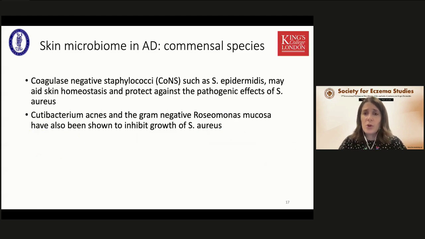And then in contrast to these pro-inflammatory effects that I've mentioned of Staph aureus, it's thought that the commensal skin microbiome, or the healthy species in our skin microbiome, may be beneficial and maintain homeostasis in the skin. So this includes the coagulase negative staphylococci, such as Staph epidermidis and Staph hominis, and it's thought that these may protect us against the pathogenic effects of Staph aureus. And similarly, other commensals such as Cutibacterium acnes and the gram-negative Roseomonas mucosa have been shown through in vitro and clinical studies to inhibit the growth of Staph aureus and actually even in some cases improve the symptoms of atopic dermatitis.